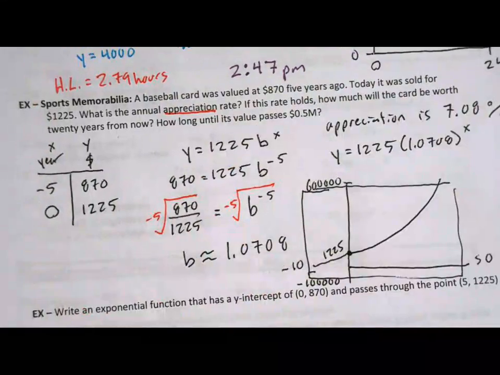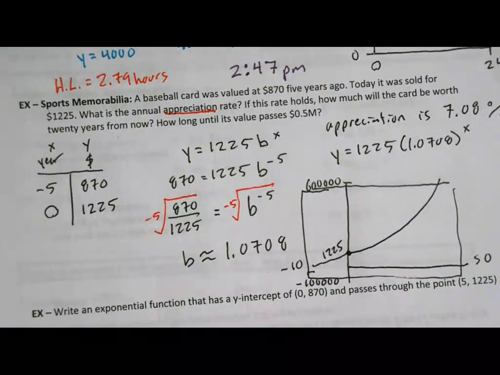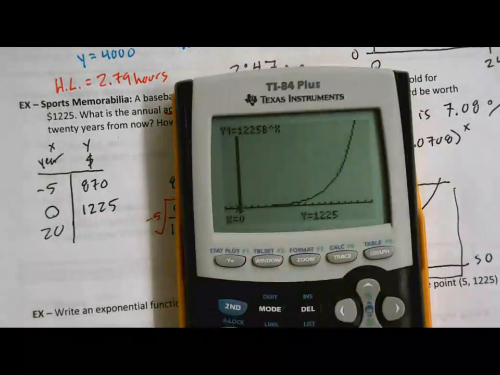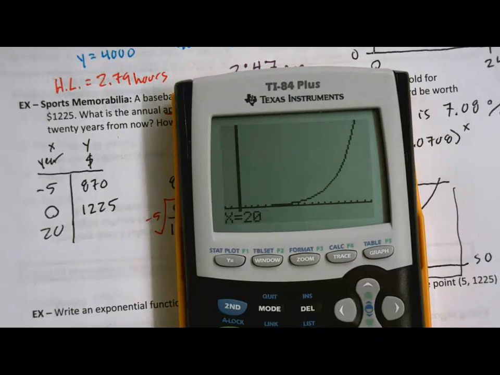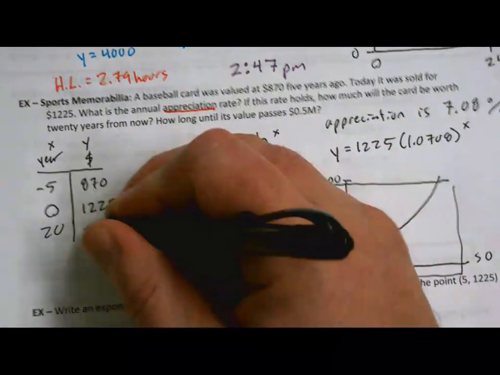So what else do they want to know? They want to know 20 years from now, how much is it going to be worth? Well, our calculator will do that for us. We were just given x values. Let's just give it an x value of 20. A whopping $4,815.